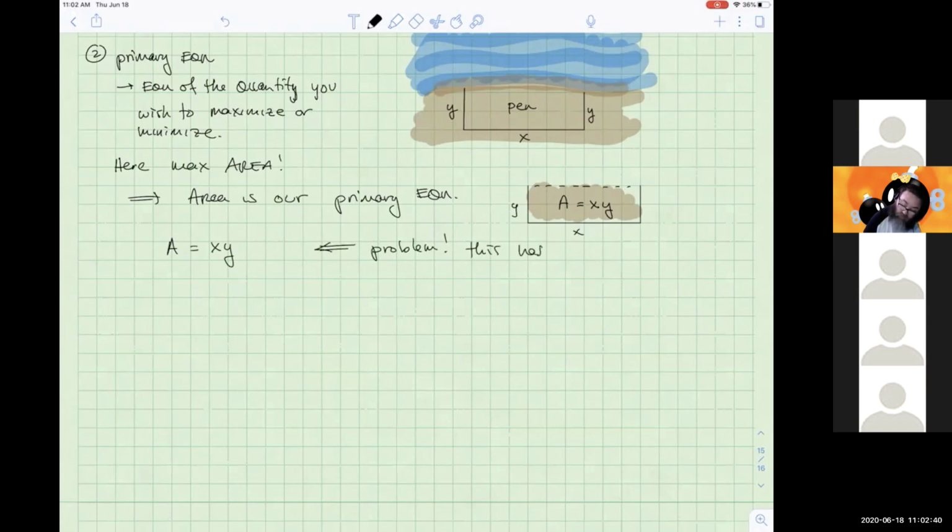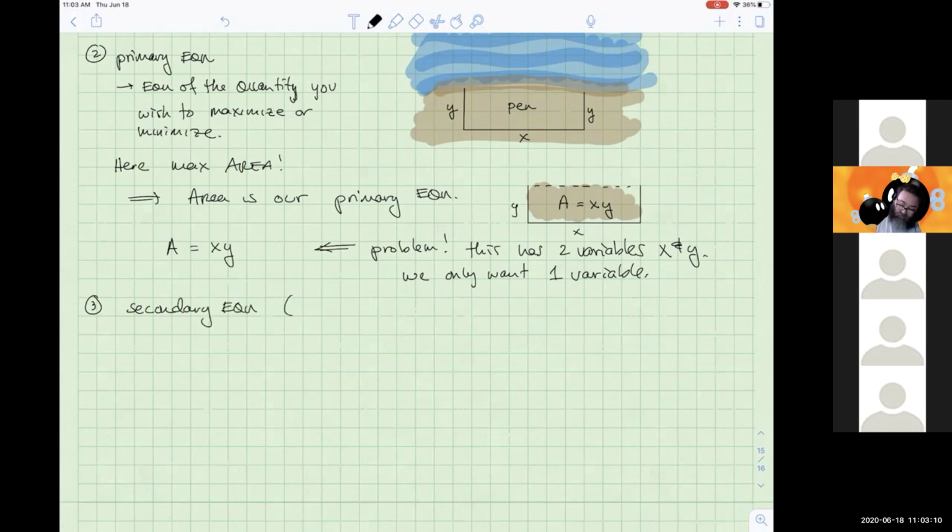This has two variables, X and Y. And if we're going to solve this problem, we need to reduce this down to one variable. We only want one variable. And usually students prefer X. So what we need is not the primary equation, but what's called the secondary equation.